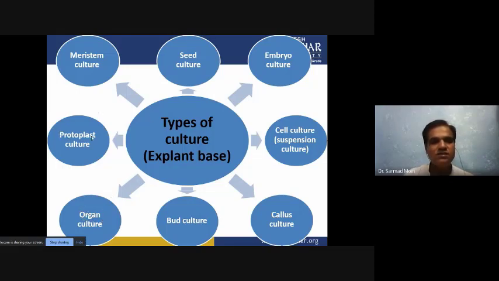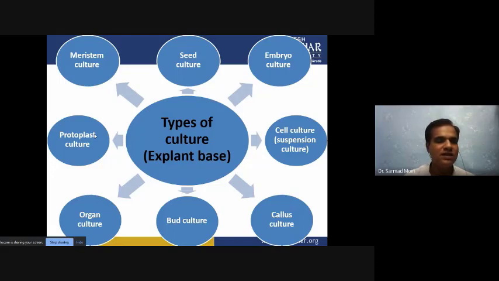Then next is protoplast culture, and a protoplast, as we know, is a plant cell without a cell wall. Normally the outermost layer of a plant cell is the cell wall. If we remove this cell wall from the plant cell, then it will be a protoplast.